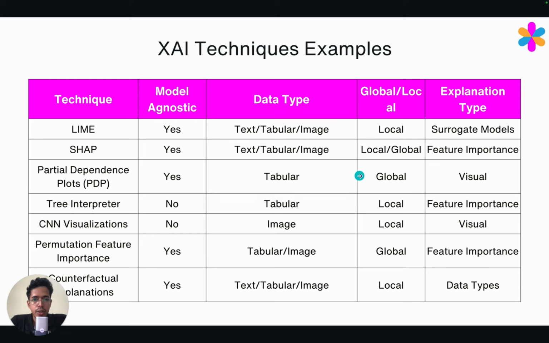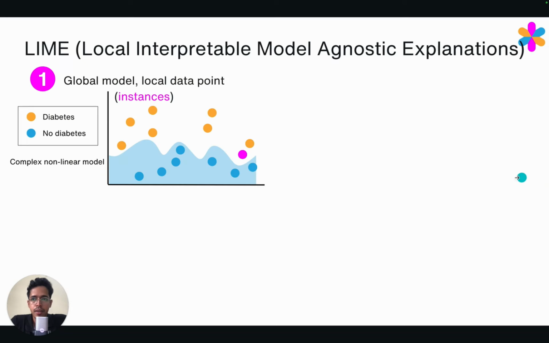So let me walk you through each of these one by one. First, LIME, local interpretable model agnostic explanations. Each of these words has some meaning. So first, let's start.